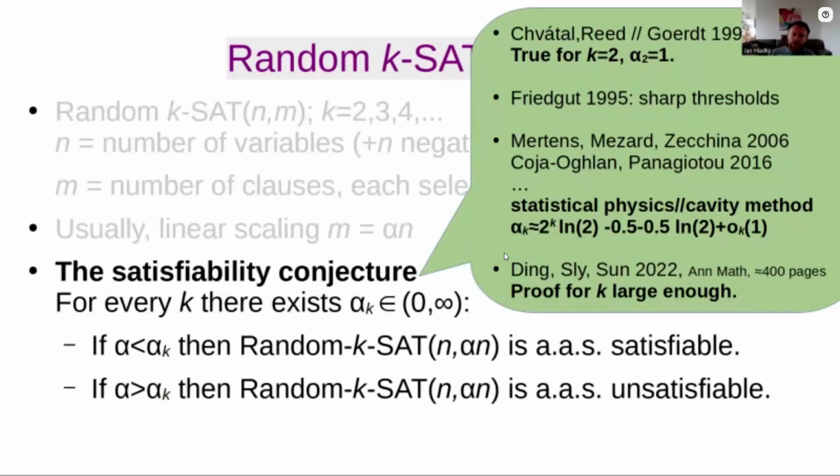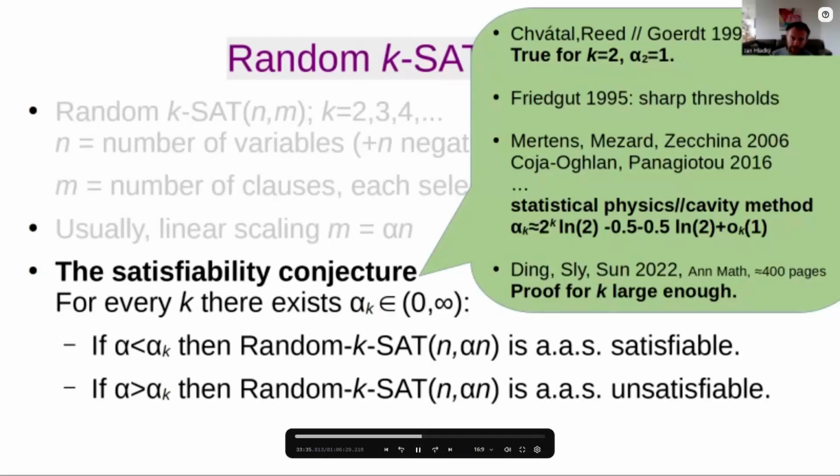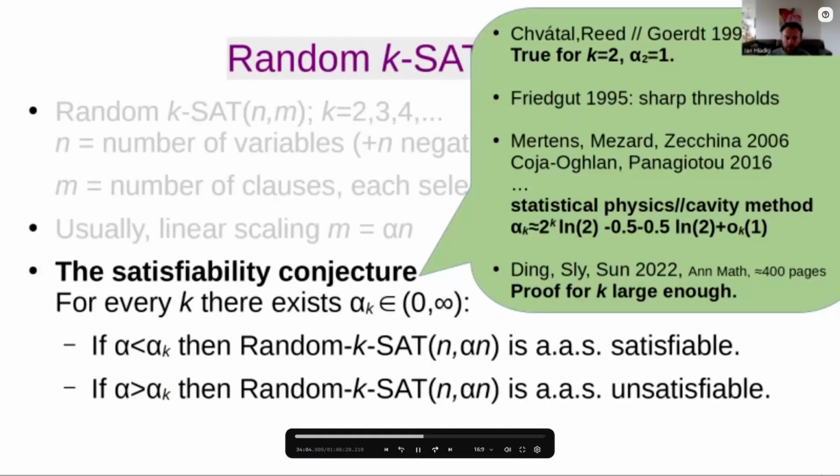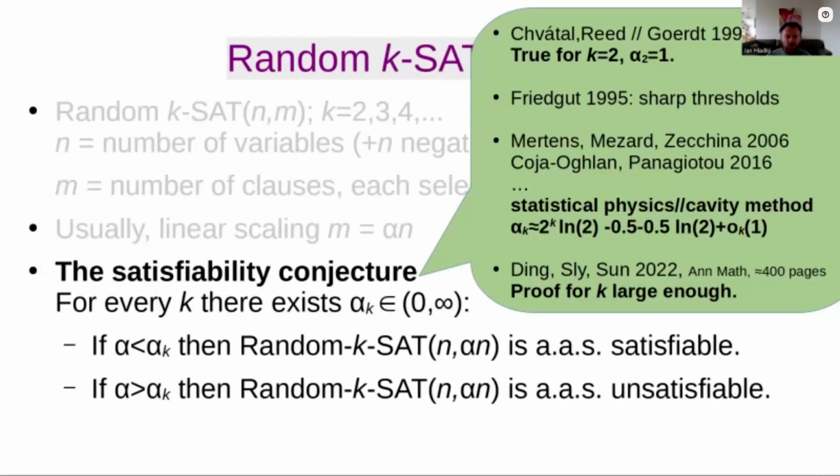Okay. Now, the case k equals 2 was much, much easier than all the others for reasons that we will see later. And it was solved independently by Hladký and Reed and Gert in 1992. Alpha_2 turns out to be exactly 1. And then people realized that k equals 3, 4, and so on is much more difficult and is connected to statistical physics. And the breakthrough came in 2022 when Ding, Sly, and Sun published proof of the satisfiability conjecture for k larger than an absolute constant.